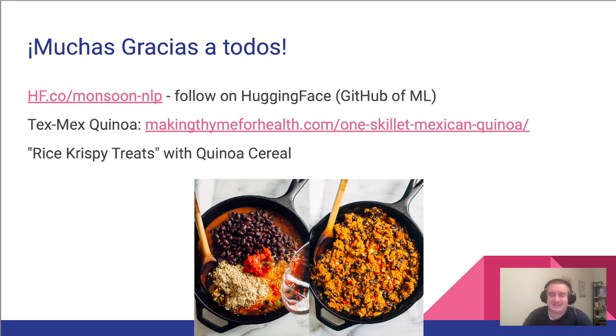I want to end this presentation with a recipe, and I ended up with two. One of them is this Tex-Mex quinoa, pretty easy to make in one pan, and then Rice Krispie treats. Somehow I never thought of this before, but if you get the sweetened quinoa cereal, throw in some marshmallow, you can make a nice Rice Krispie brick with puffed quinoa.